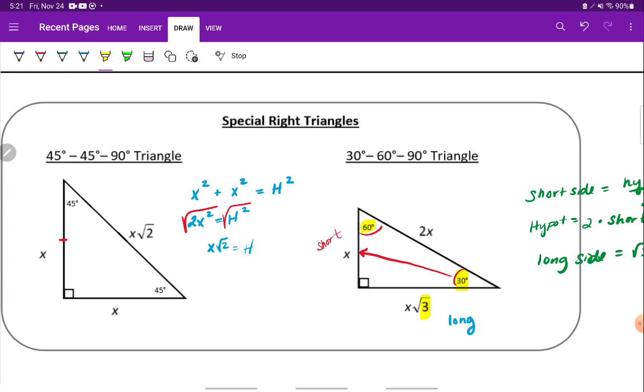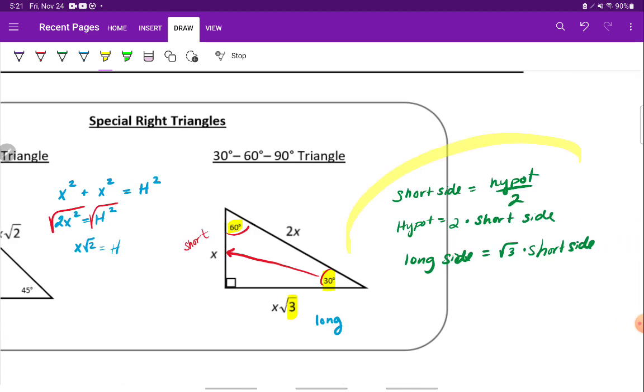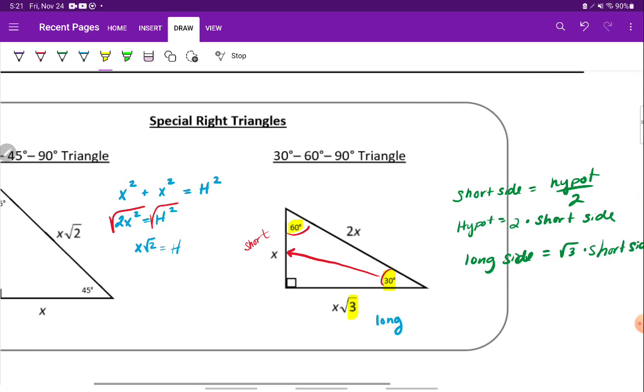Again, super powerful triangles. You want to know these diagrams or put it in words. I always like stuff in words over just formulas, but we're going to use this a lot in the future.